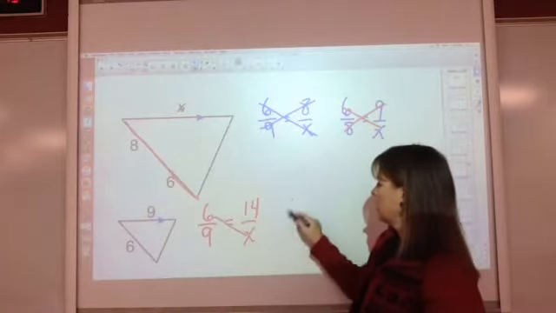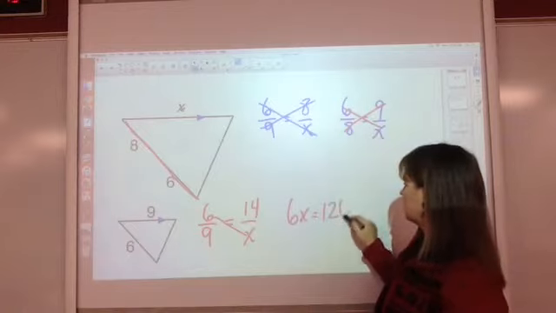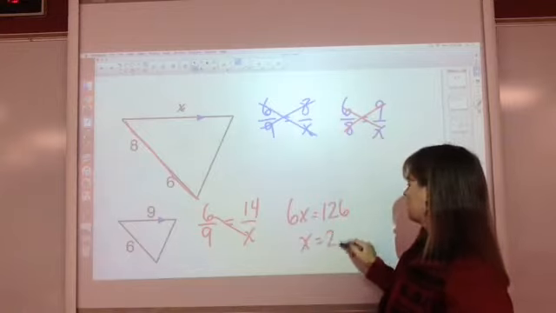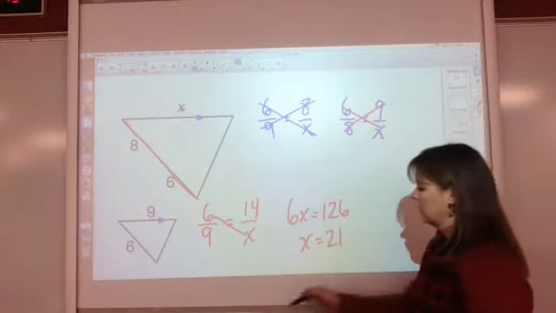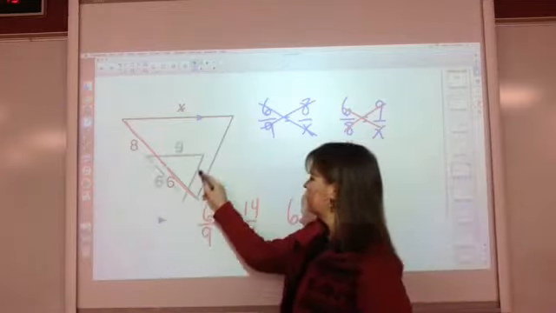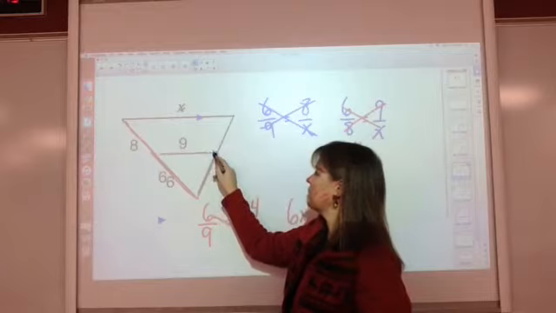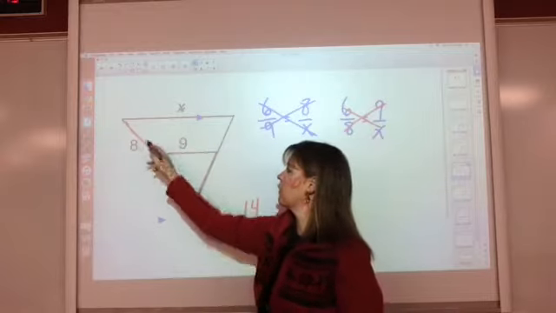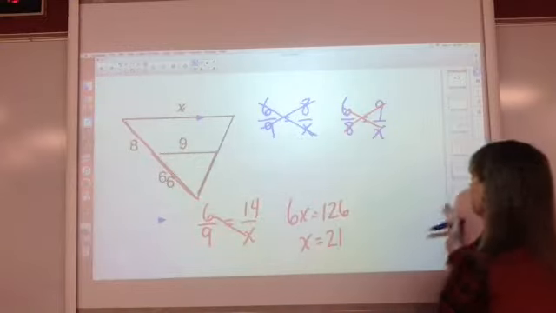Go ahead and cross multiply. You get 6x equals 126. Therefore, x equals 21. Did your answer make sense? Was your x big enough? It's got to be bigger than 9. It has to be bigger than 9 if it's going to fit in there. It has to be bigger than 16, or bigger than 14, because the base has to be bigger than the side. X equals 21.